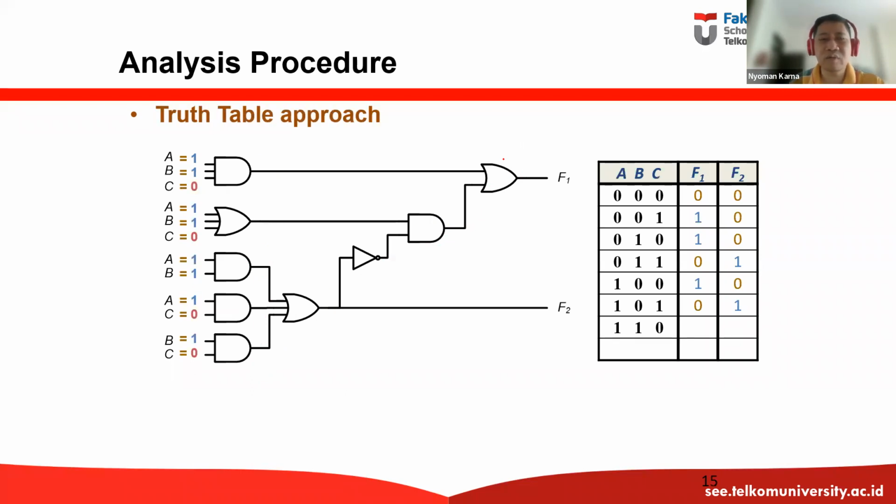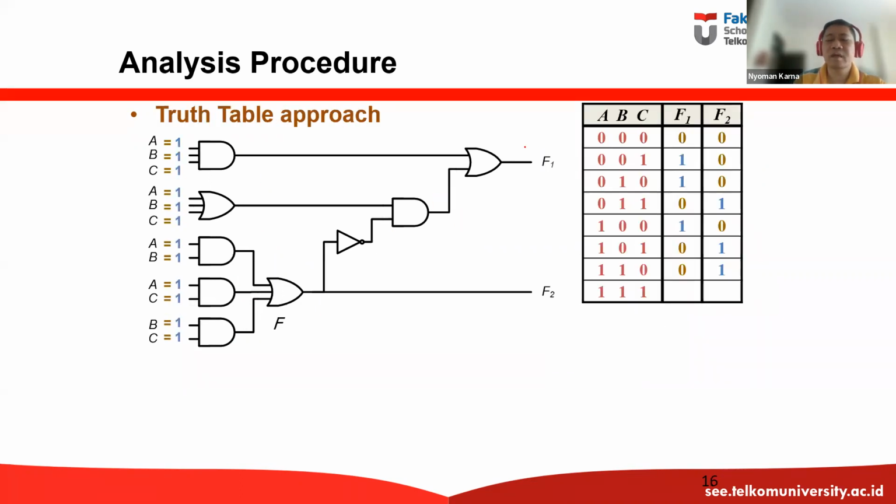Next combination is 1, 1, 0. So F2 is 1. Okay. 0, 0, 0. Now the last combination is 1, 1, 1. This is 1, 1, 1, 1, 1, 1. So F2 is 1, 0, 0, 1.